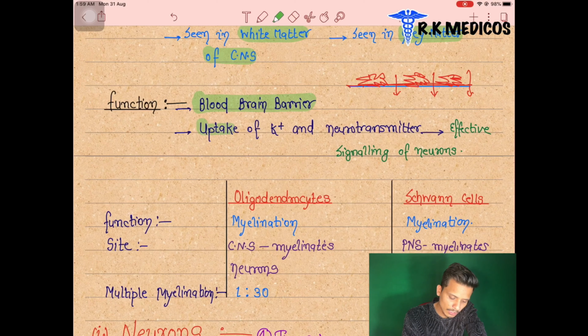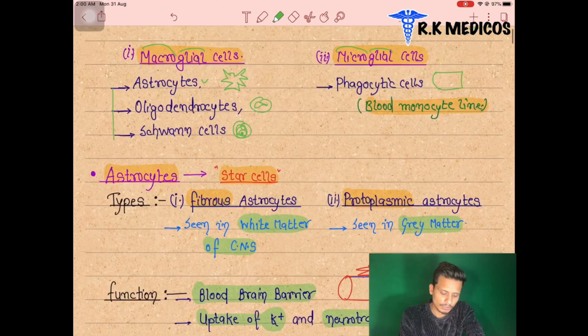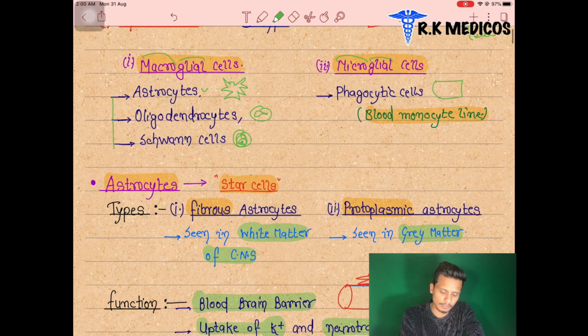Next one, there is an uptake of potassium and neurotransmitter. Suppose that here is a blood vessel, see this one. Inside it there is an uptake of potassium and neurotransmitter, effectively signaling the neurons. They are going to provide signals to the neuron about the potassium uptake, and the next function is the blood-brain barrier. So these are the two functions of the astrocytes. They are the two types.